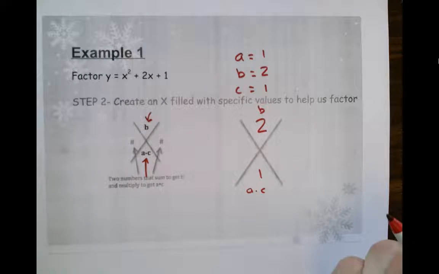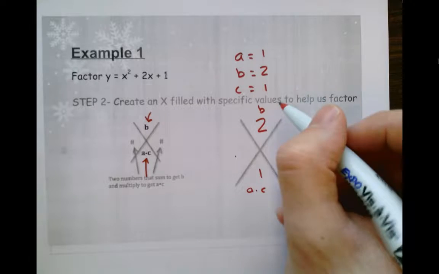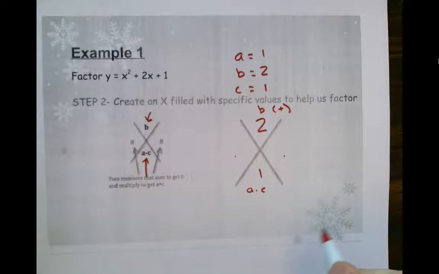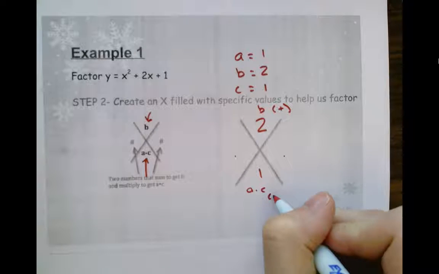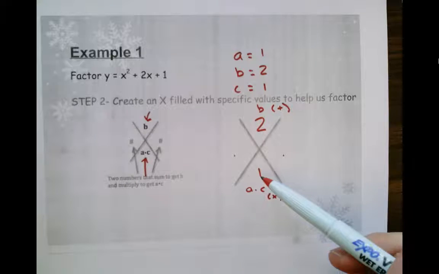Now, the tricky part is what goes here and what goes here. What we need to look for is two numbers that add to this top number and multiply to whatever number's on the bottom. So we're looking for two numbers that add to 2 and multiply to 1. Now this goes back to those number sense puzzles that we started. That's why we did those.